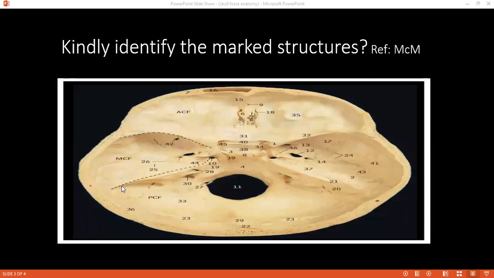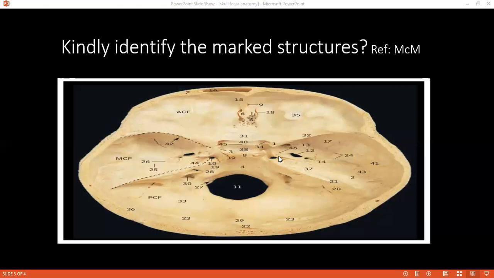Okay, and the floor is formed by? The squamous part of the temporal bone and the body of the sphenoid. Okay, can you please identify what this 42 is? It is the superior orbital fissure. This line is 42. Good. Right. Can you please identify this 46? Foramen lacerum. Can you please tell me what structures pass through it?